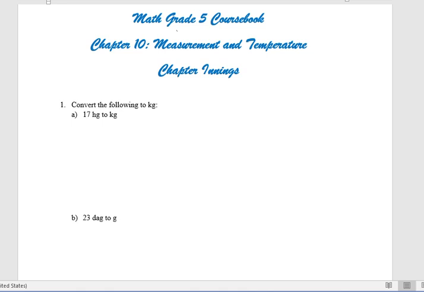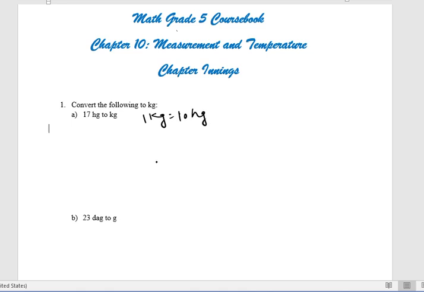The first question is conversion of the following to kgs. First part A is 17 hectogram to kilogram. We know that 1 kg equals 10 Hg, hectogram.